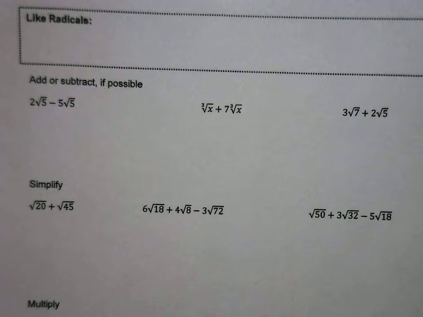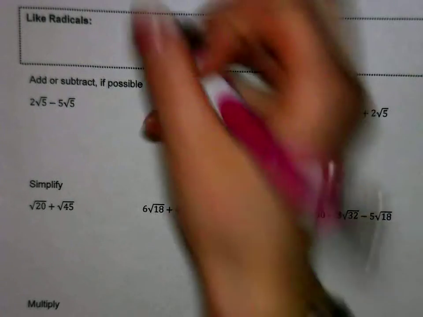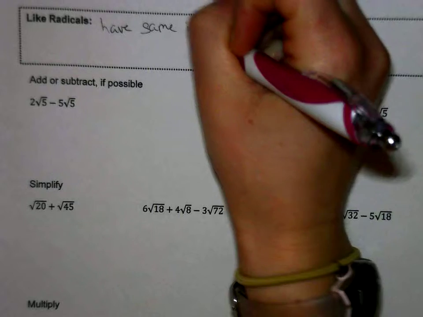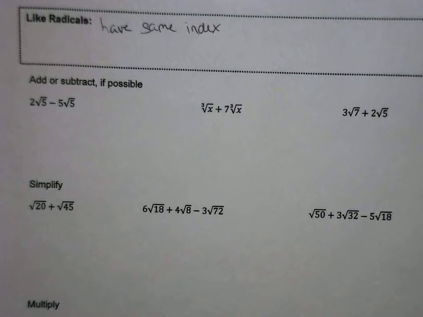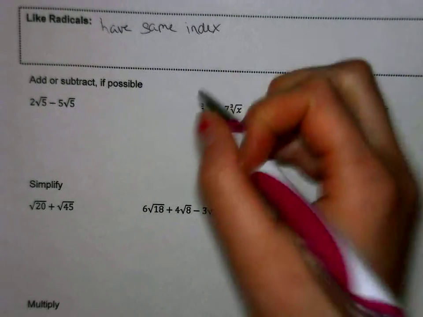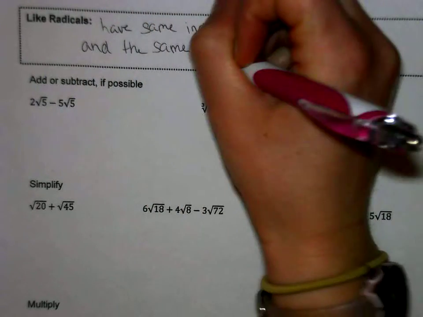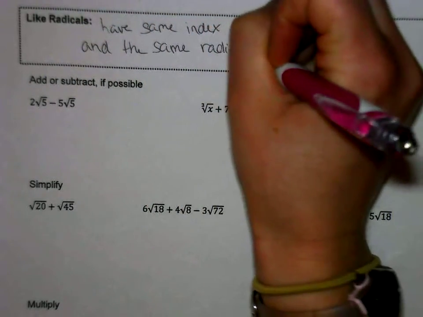Combine like radicals. Like radicals have the same index, an index meaning if it's a square root, cube root, fourth root, so they have the same index and the same radicand, which means the number underneath that root. So let's look at a couple examples.